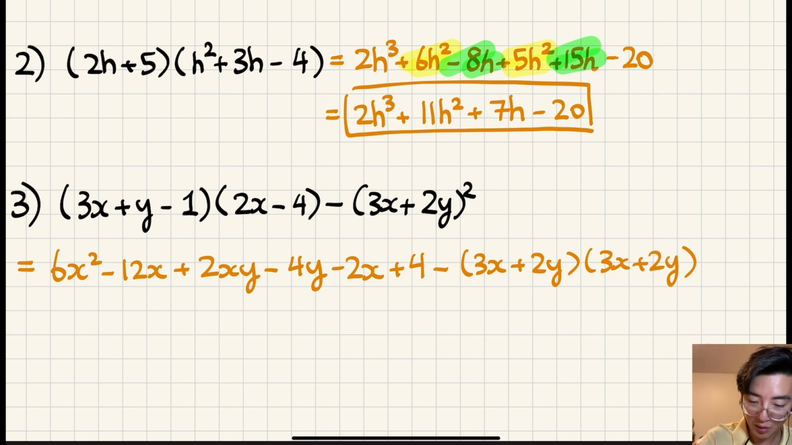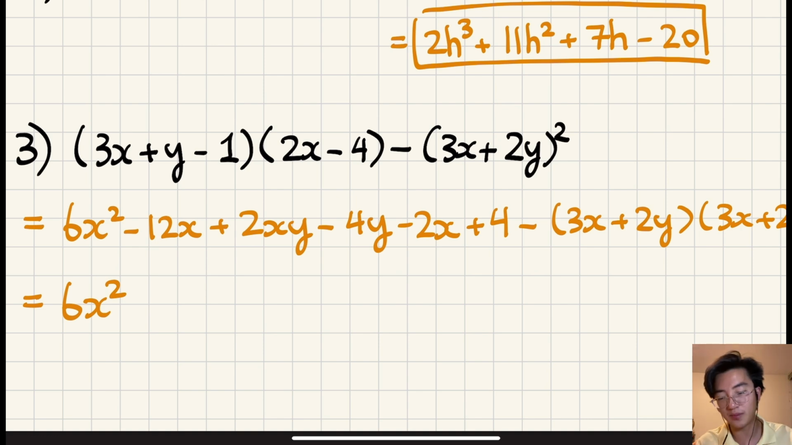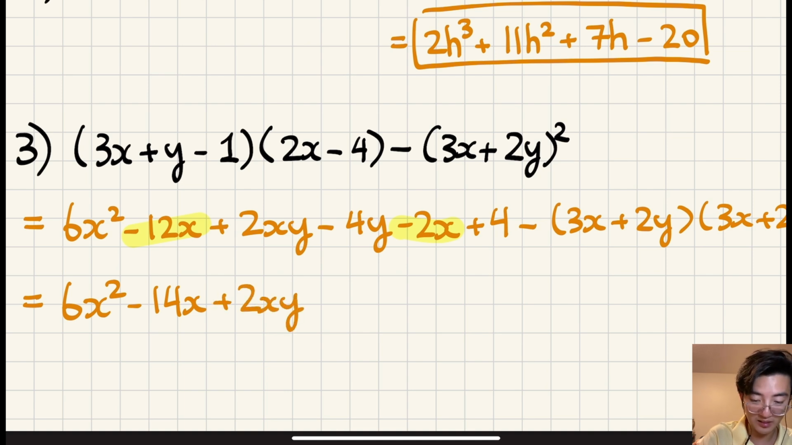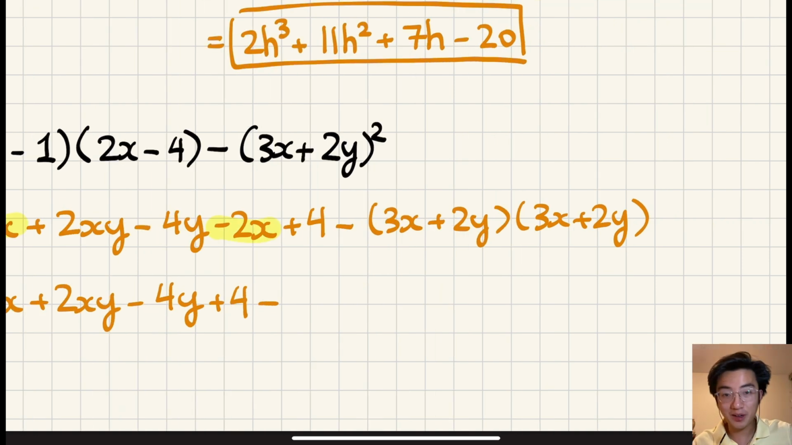Let's get going. So with the first clump of stuff, we can combine some like terms to make it more pleasing to the eye. We notice that we have minus 12x and minus 2x. Combining that, we get minus 14x. Actually, just kidding. That's all we can combine for now. That's okay. Minus y plus 4. All right, now we work on the second part.